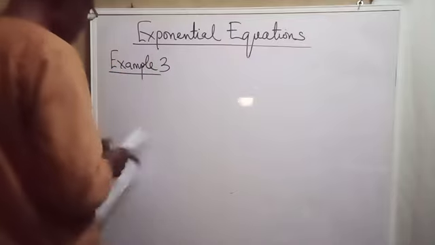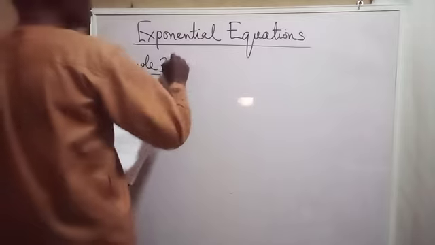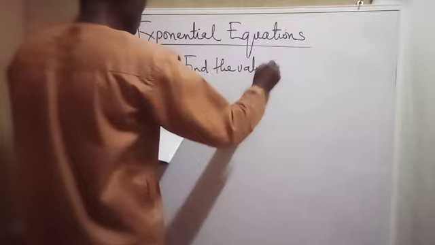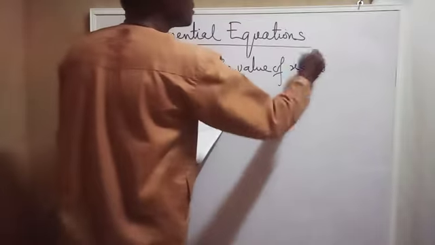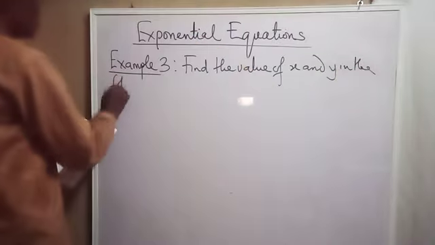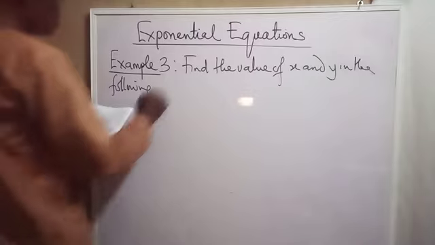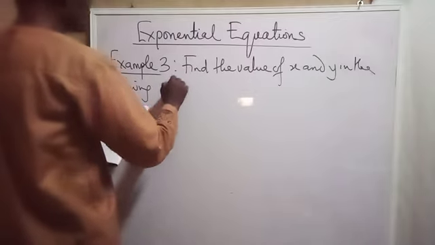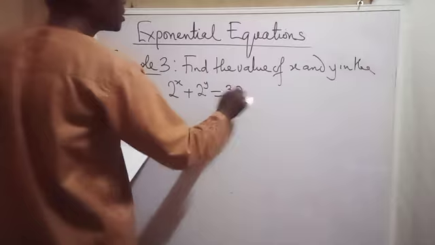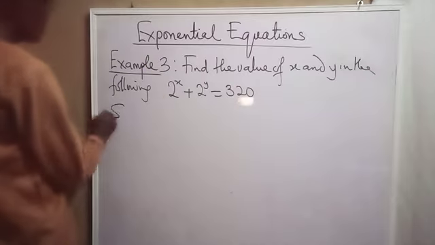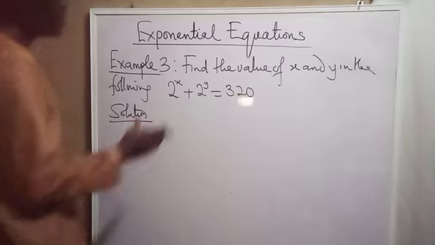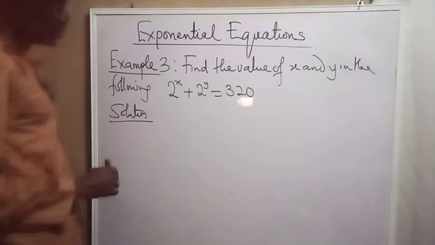Find the value of x and y in the following exponential equation: 2 raised power x plus 2 raised power y is equal to 320. Okay? Now, how do we solve this? It's very simple. Now let's find the LCM of 320 first.